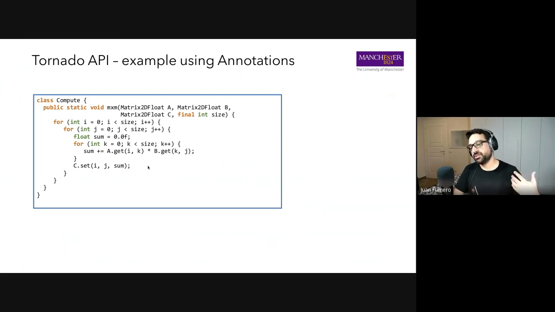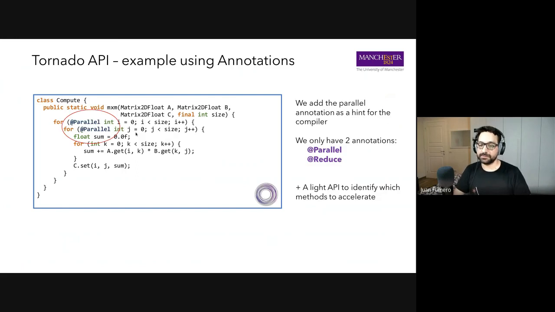So let's start using the annotation part, the annotation API. In the matrix multiplication, the first two loops can be parallelized. There are no data dependencies between them. So we can add the annotation @Parallel, right? We have identified where the parallelism could be located, and we put the annotation in there. This could be optimized further, but for now, we have up to this level of optimization with this API.